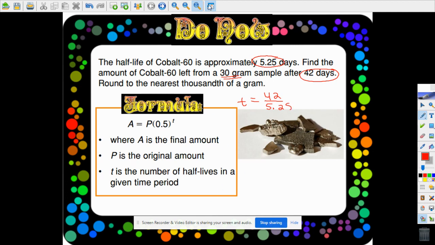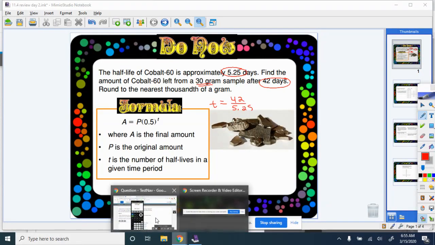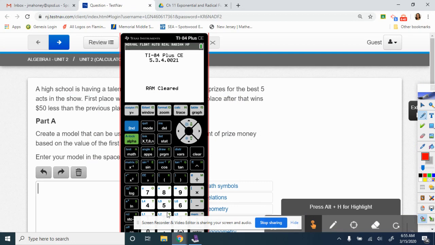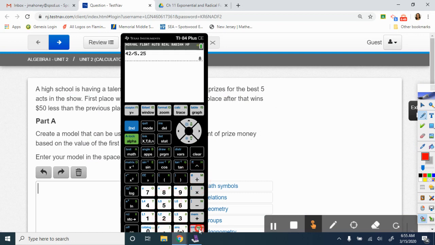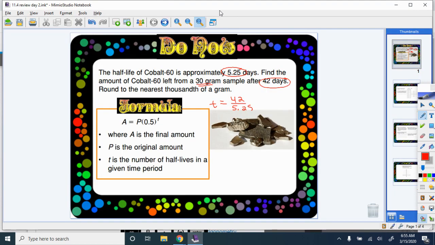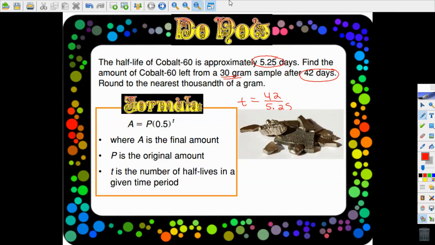So you would get your graphing calculator out. 42 divided by 5.25 gives you a T value of 8. The original amount of the substance is 30 grams. So you would do 30 times 0.5 to the 8th power. Go ahead and type that into your calculator.